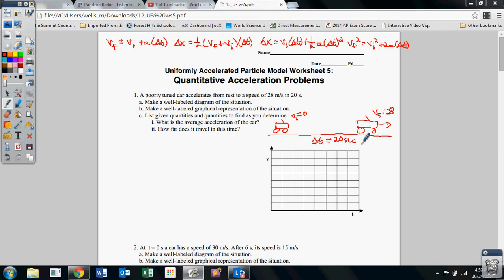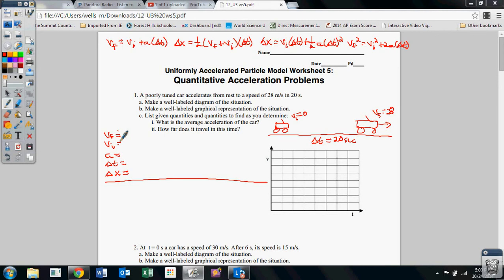Okay. So make a well-labeled graphical representation of the situation. I'll do the graph later. And we want to list the given quantities and so on. So we always want to do this list. So I'm going to split this, since this has two parts. They actually have two questions here they want us to solve. I'm going to break this into two parts, and the first one I'll have VF, VI. We always want to list our variables. VF, VI, acceleration, change in time, and our change in position. Since we're horizontal here, I'm going to use X. Okay, you can use Y, delta Y, if it's a falling body problem.